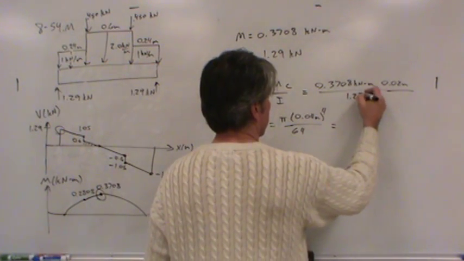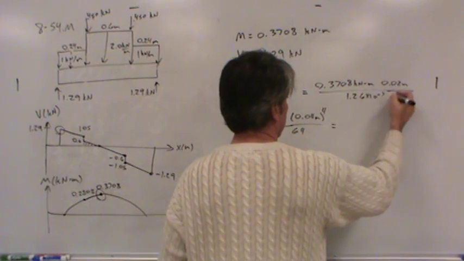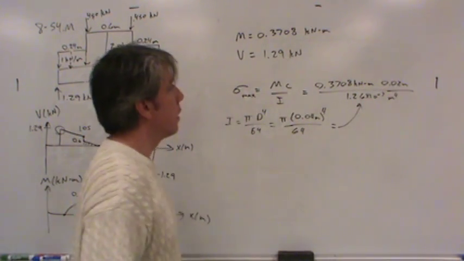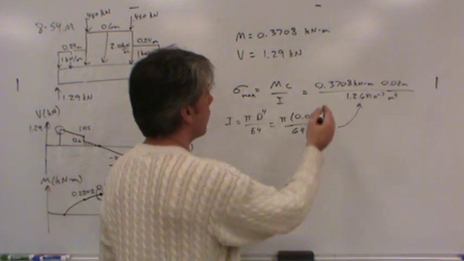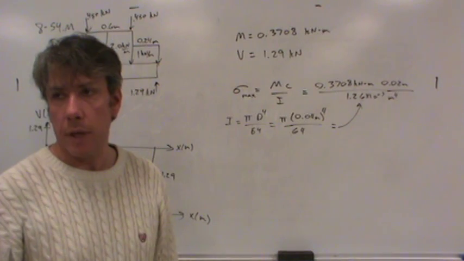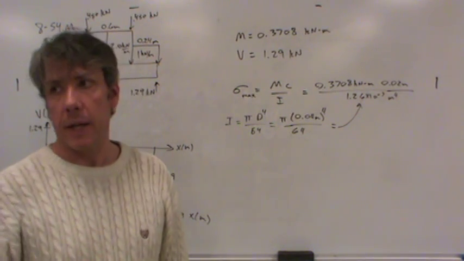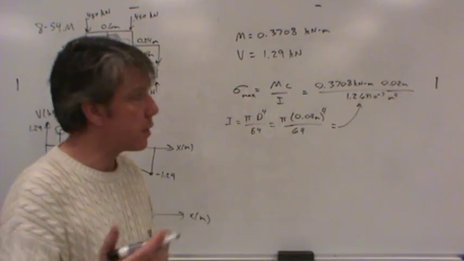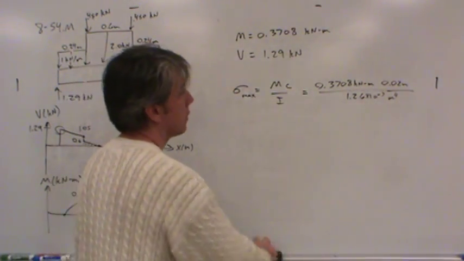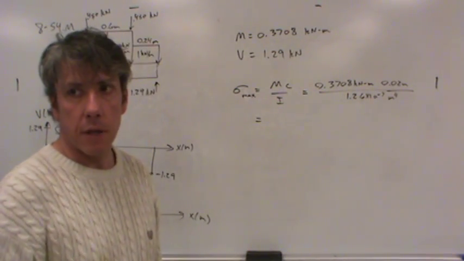1.26 times 10 to the negative 7, and that would be meters to the 4th. So I just plugged it in right there. Okay, so now we should get kilonewtons per meter squared. What is a kilonewton per meter squared? Not pascals. A newton per meter squared is a pascal, so this would be kilopascals. So plug all this in your calculator, and let's see how many kilopascals of stress we have.